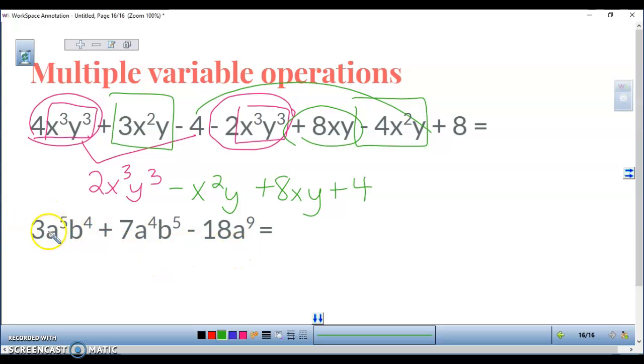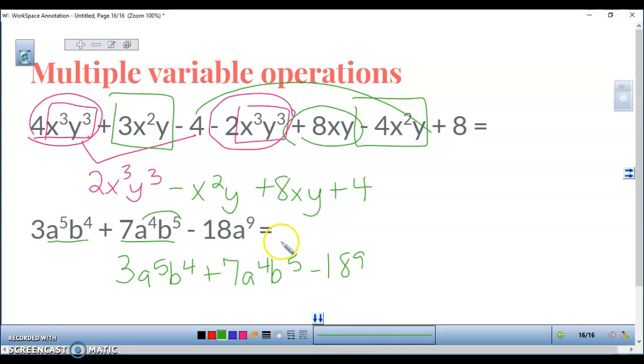So here, same thing, a to the fifth, b to the fourth. I don't have another one, so that stays. 7a to the fourth, b to the fifth. These are not the same, so it cannot combine. And negative 18a to the ninth. So really, you might be thinking, well, there's nothing to do there. You need to put this in standard form.